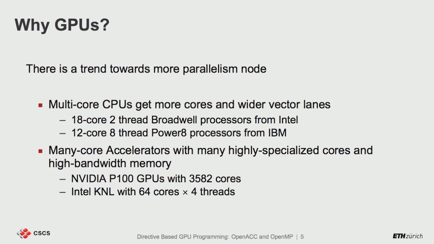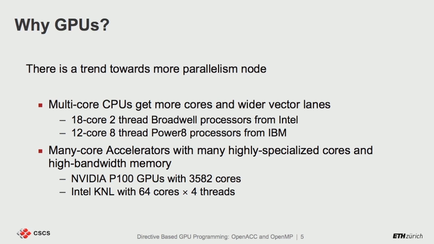And not only that, we have multiple thread contexts. So for example, Broadwell is an 18-core processor with 2 threads per core. And the POWER processor from IBM has 12 cores by 8 threads, which makes 96 hardware threads, basically CPUs. Then we have the so-called many cores.